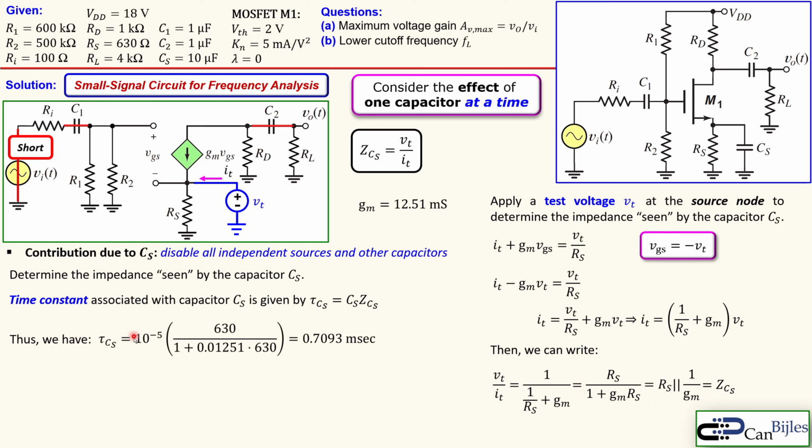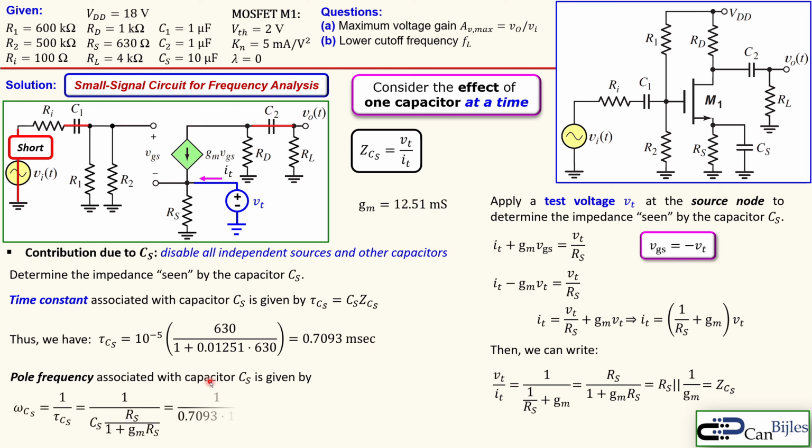This is the time constant, so 10 to the power minus 5, because that was at 10 microfarads. This is 630 ohms for RS, and the other parameters are shown here, so that will result in 0.7093 milliseconds. So the pole frequency associated with the CS, that's shown here, will result in this case in 1410 radians per second. You can see that actually this is the largest pole frequency looking in this circuit.